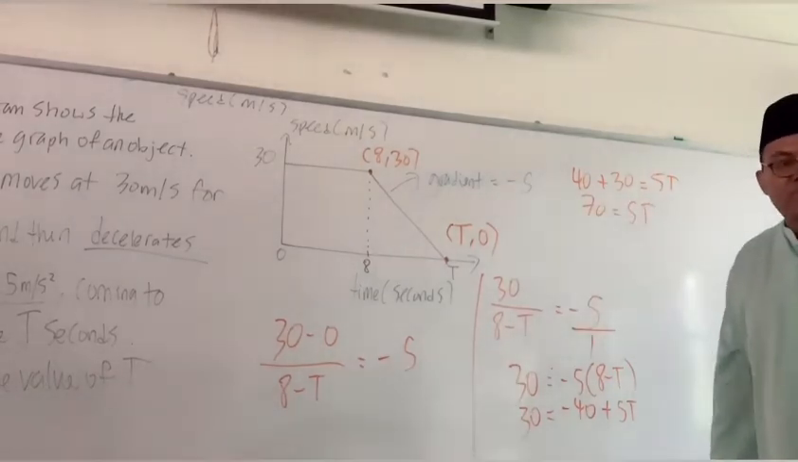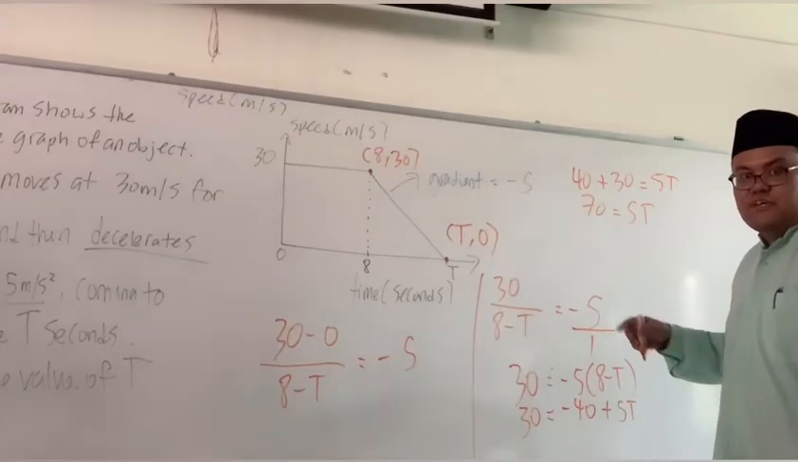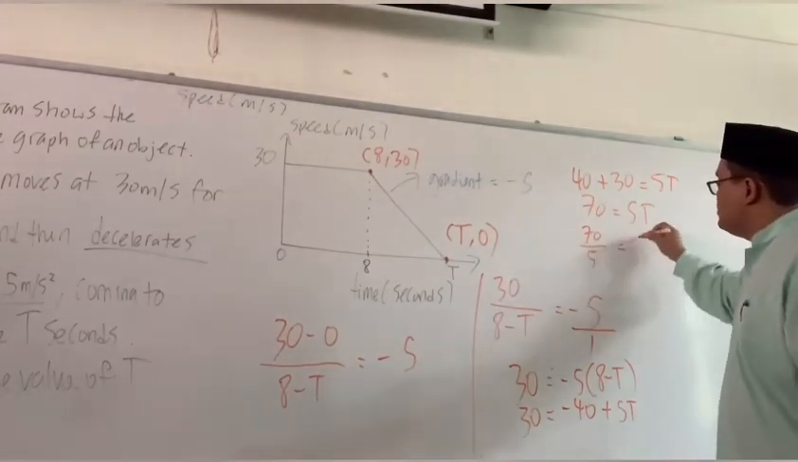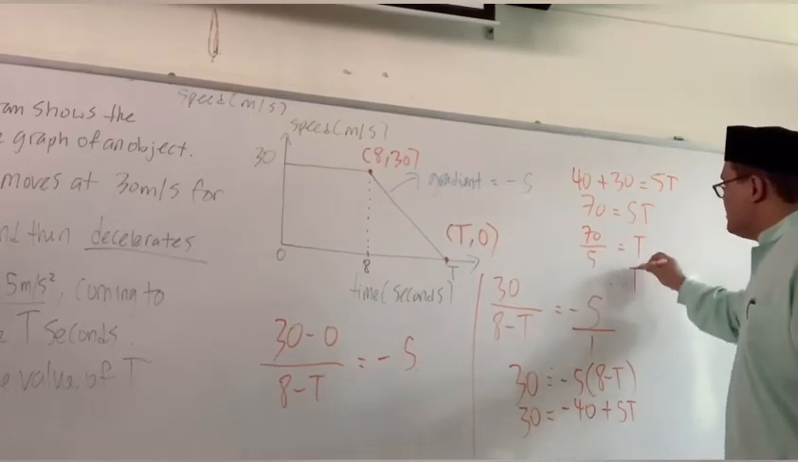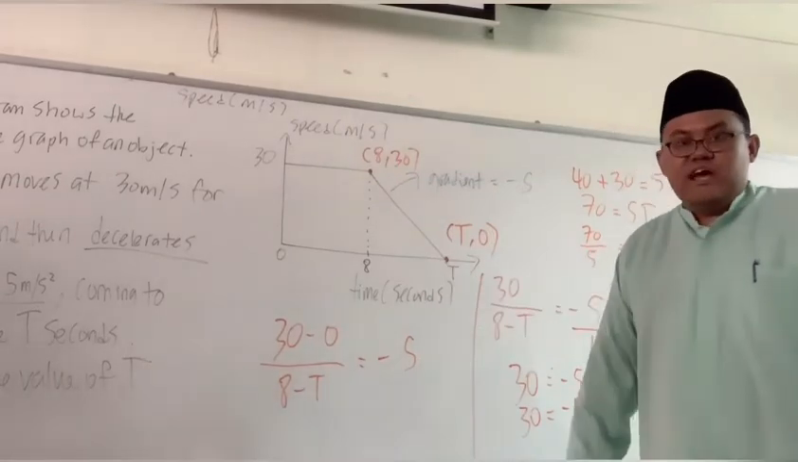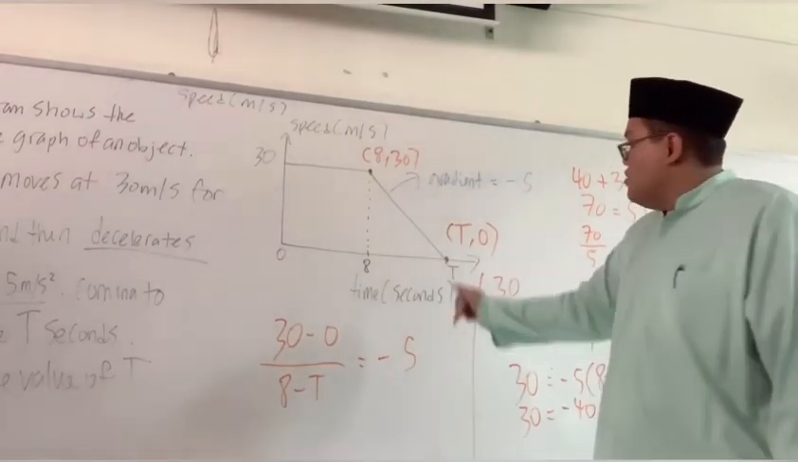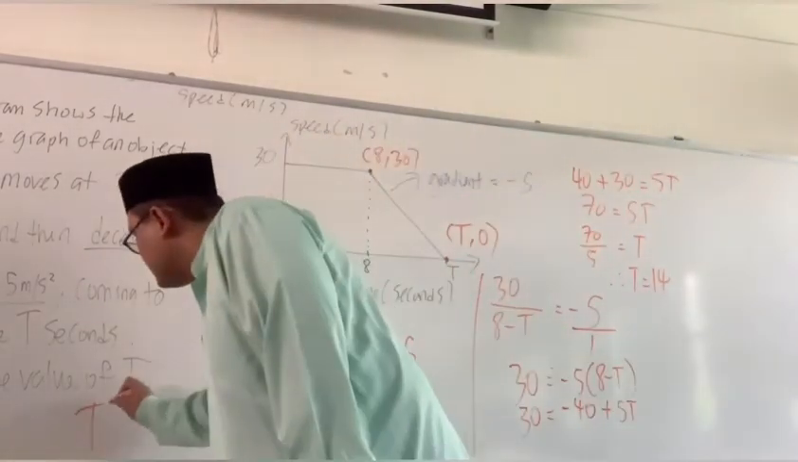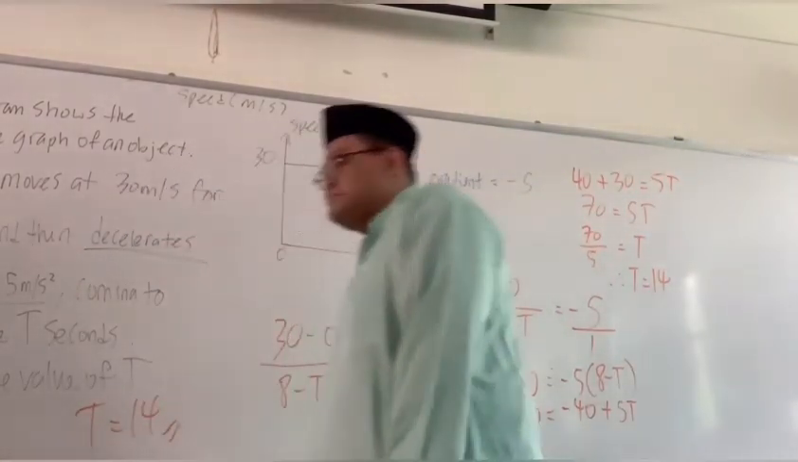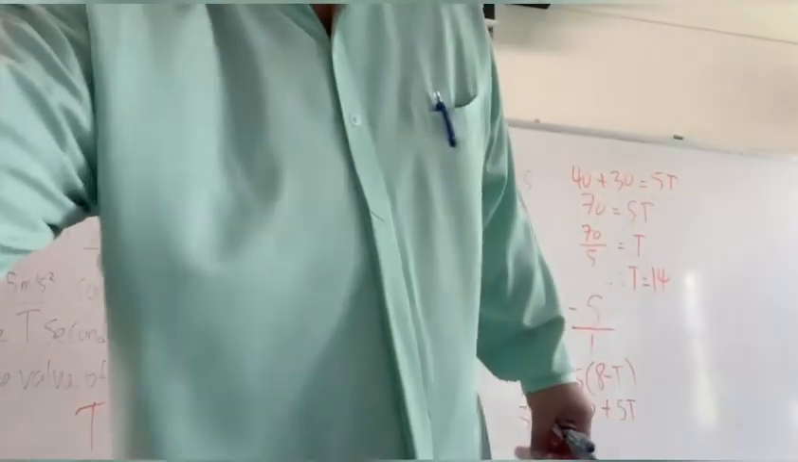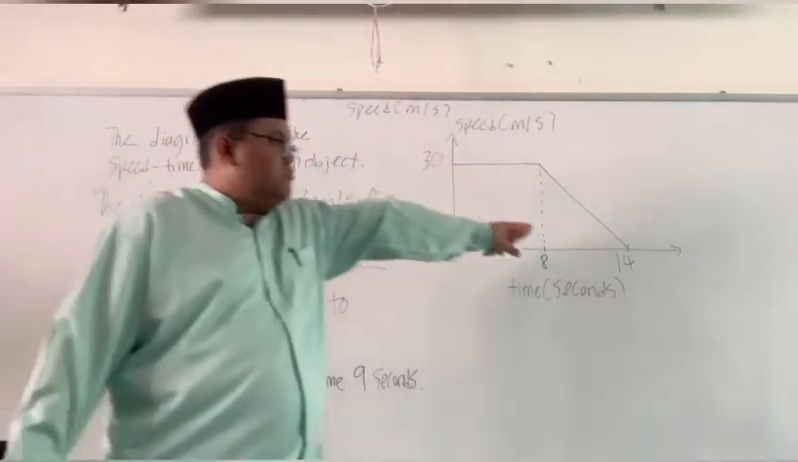And how do I get rid of the 5? I divide both sides by 5. So 70 over 5 equals t. And thus our t is 14. So this value is 14. Does it make sense? Yes, because this value is after 8. And thus our answer is 14. Alright? Okay, we have found that this value is 14.